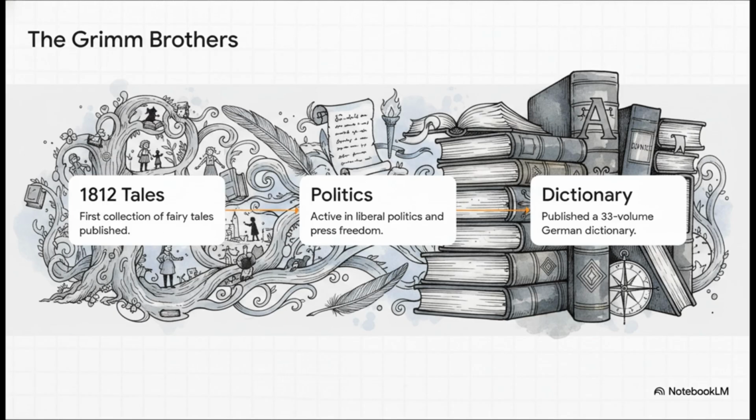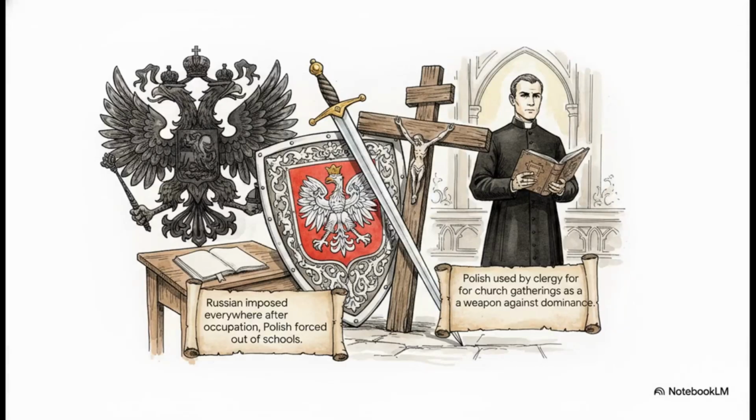They became highly active in liberal politics and eventually published a massive 33-volume dictionary of the German language. Why? Because language was a vital tool to oppose French cultural dominance and forge a unified, authentic German national identity.